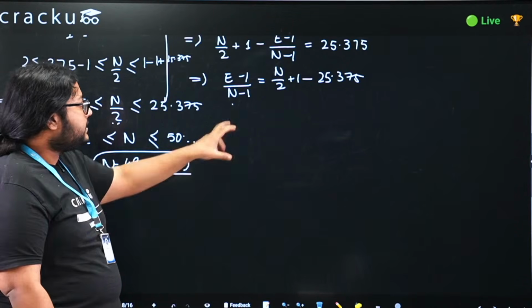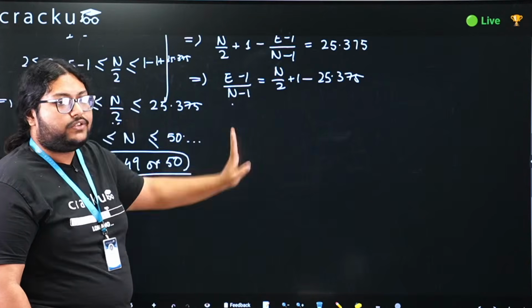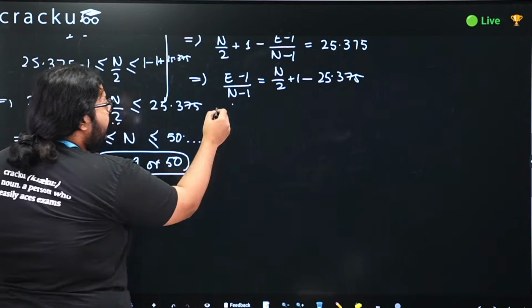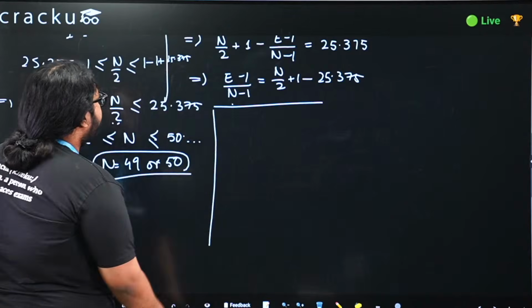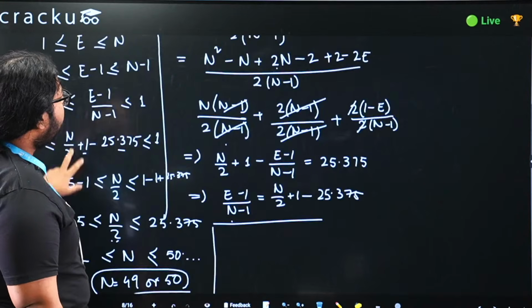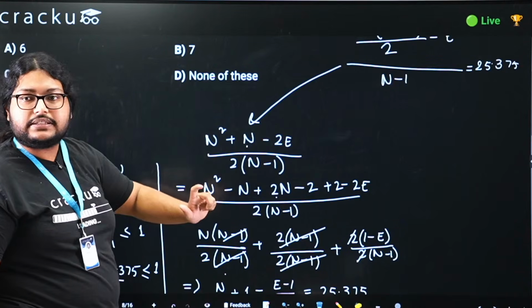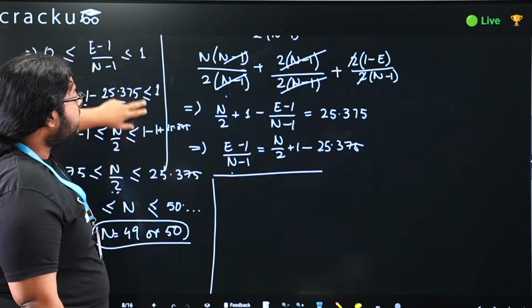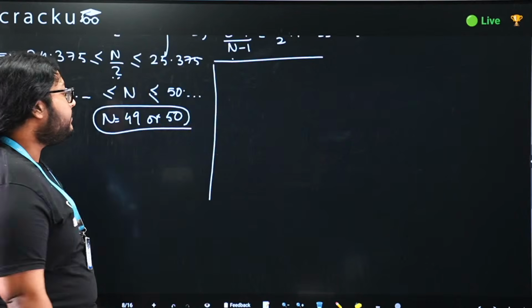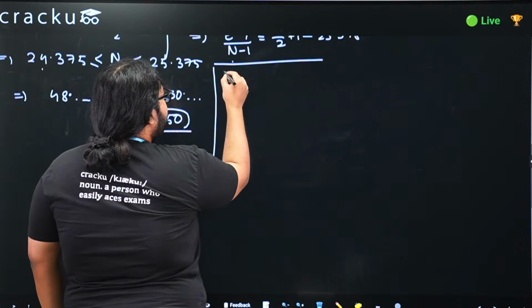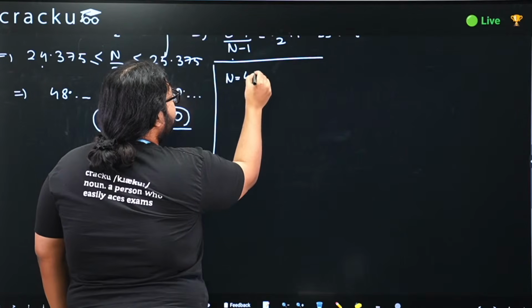Now based on these we can basically calculate the value of E minus 1. So we can have two cases. We'll just verify them. If both the cases work, then we can say it should be none of these, because we have two answers here. If only one of the cases works, then we can have our answer. So case 1 is N should be equal to 49.